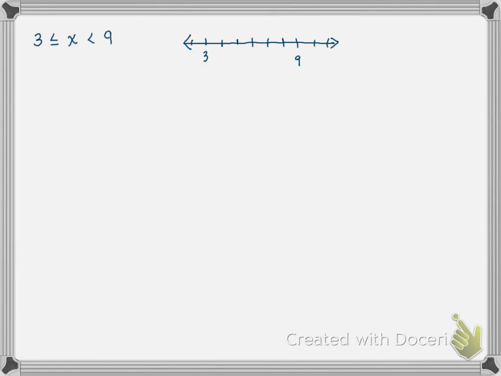So 3 is our smallest number in the set, and it's included because we have that or equals to. So we'll use a hard bracket there. And then 9 is the largest number in our set, and it's not included because that's a strict inequality. There's no line there. And so we use a soft bracket there. And then the numbers in my set are all the numbers between those two endpoints. So we shade everything in between.